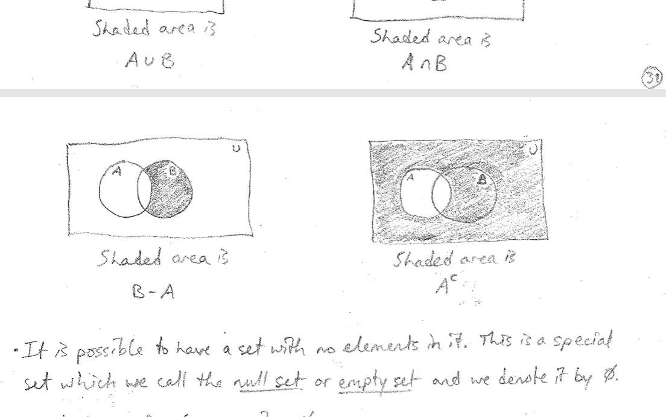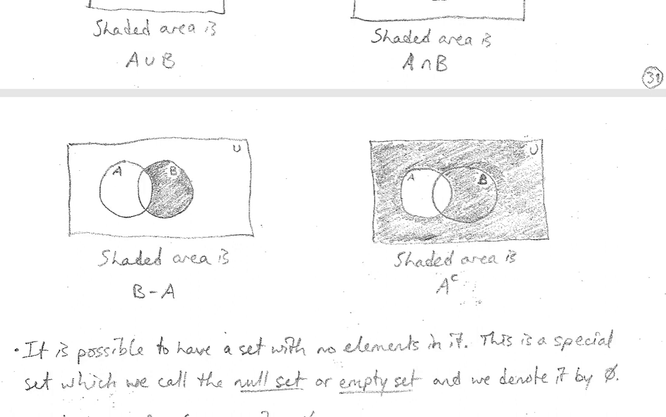You'll either see the letter O, or something like a letter O with a slash through it, or you'll see the number 0 with a slash through it. But they look close enough that you would understand you're talking about the null set or the empty set. It's just the set that has no elements in it whatsoever.